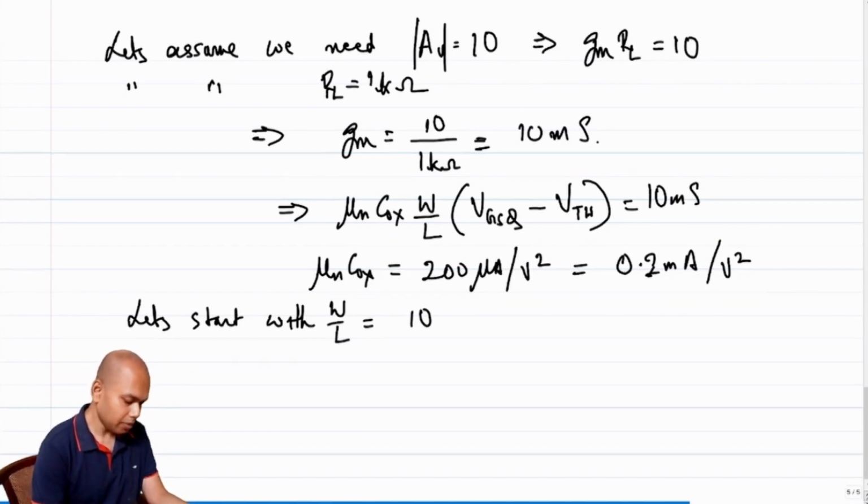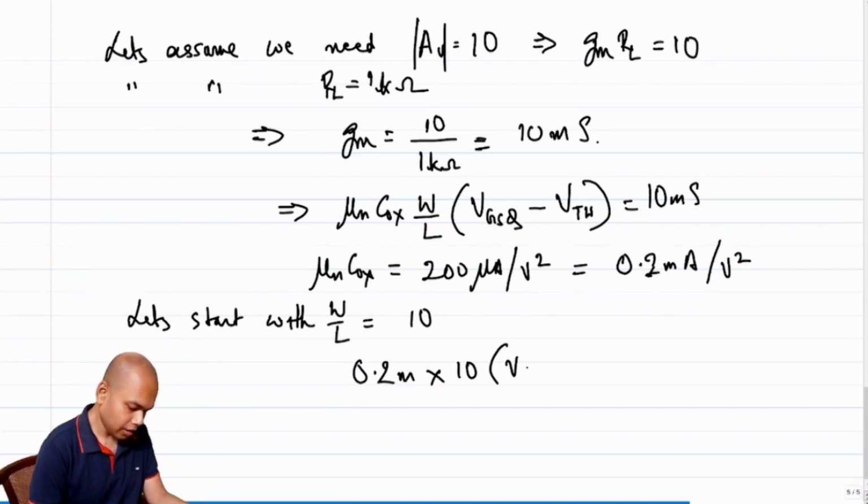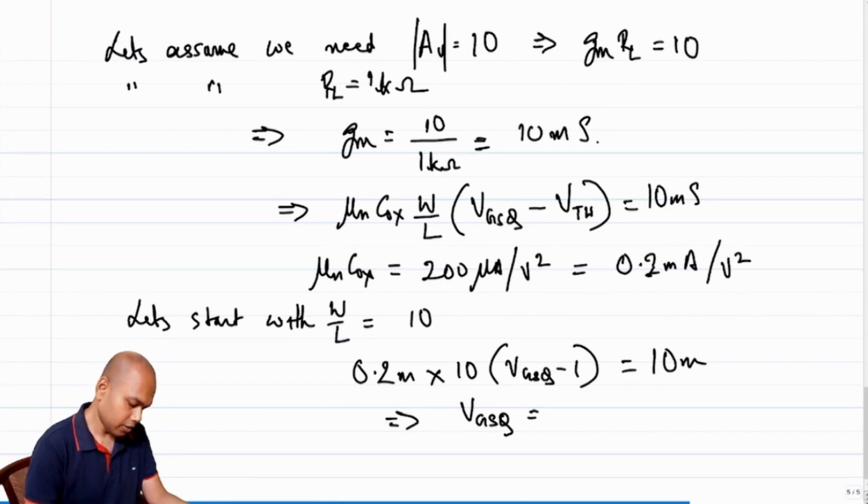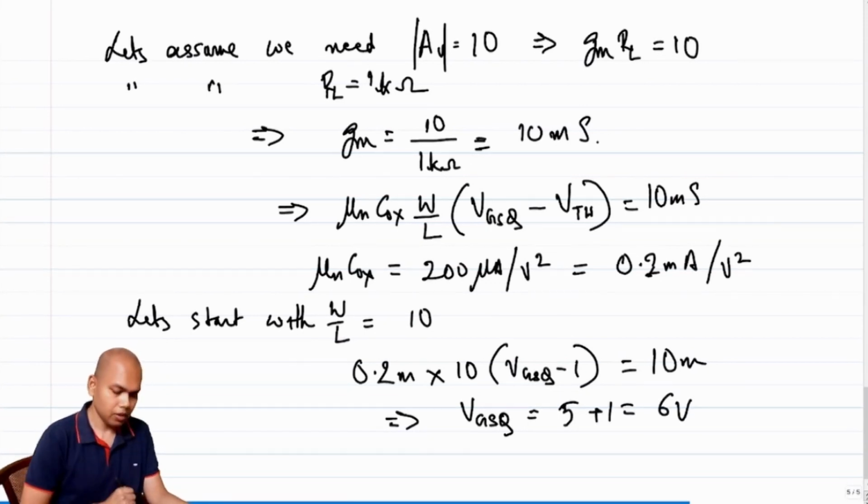So what does this imply? This essentially implies that 0.2 milliamp times 10 times VGSQ minus 1 volt, where threshold voltage is 1 volt, is 10 milli, which means that VGSQ minus 1 is equal to 5. This becomes 5 plus 1, that is 6 volts. Correct?